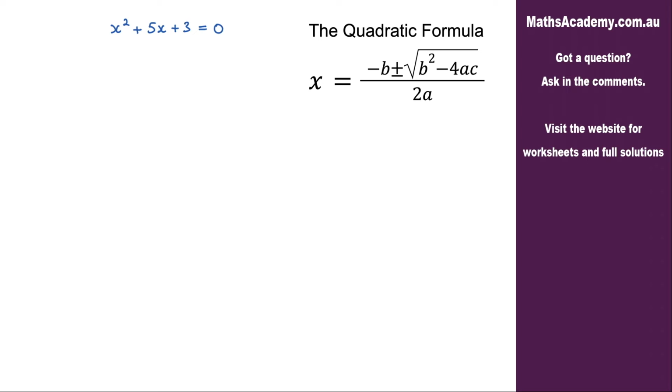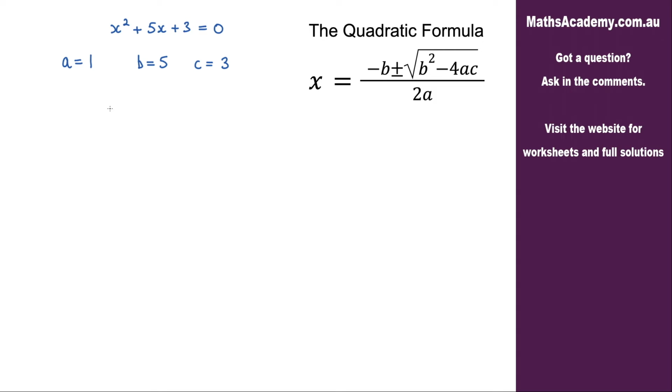Now when I'm using the quadratic formula, the first thing I like to do is to assign the values for a, b, and c. Now a is the coefficient of the x squared term, that is 1. B is the coefficient of the x term, that is 5. And c is the constant, which is 3. Now just be careful when you're assigning these that you check there's no negatives. A lot of students miss negatives when assigning these values. In this particular case, they're all positive values.